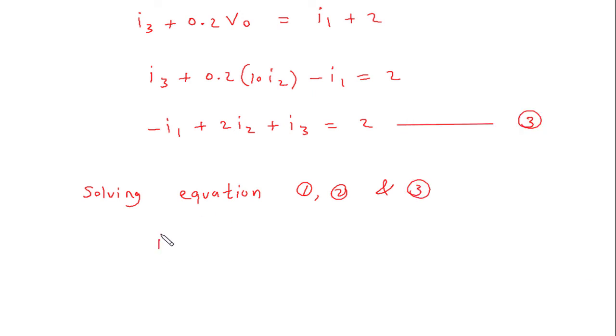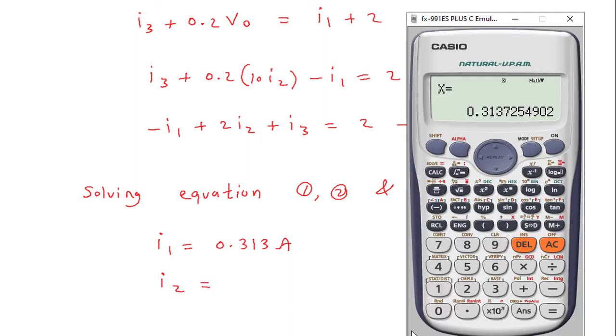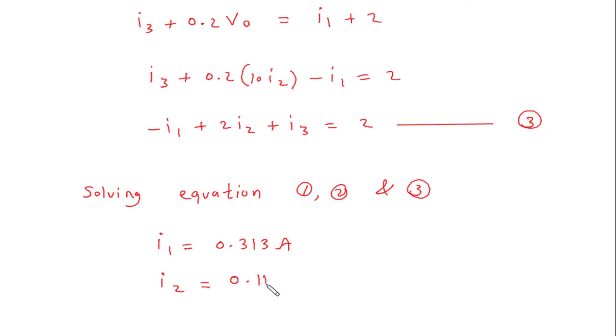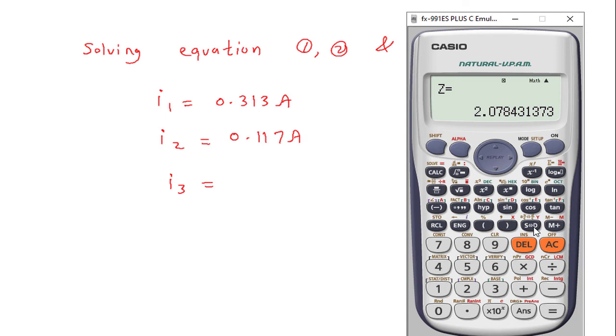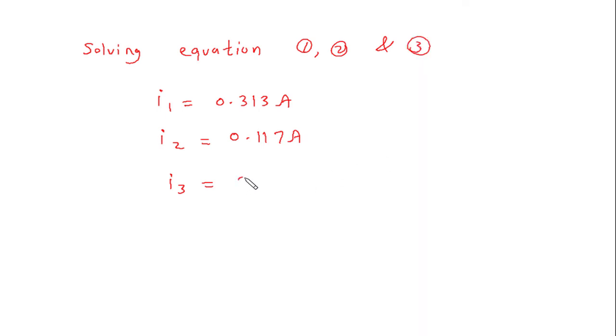I1 is equal to 0.313 ampere. I2 is equal to 0.117 ampere. And I3 is equal to 2.07 ampere.